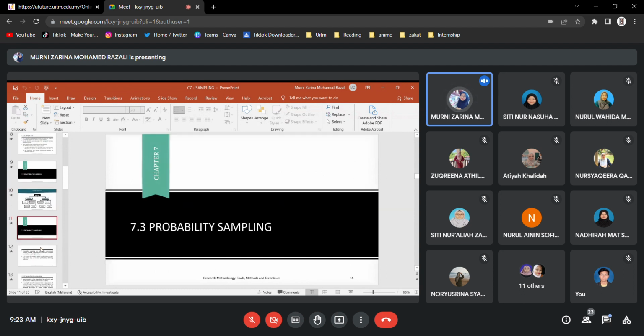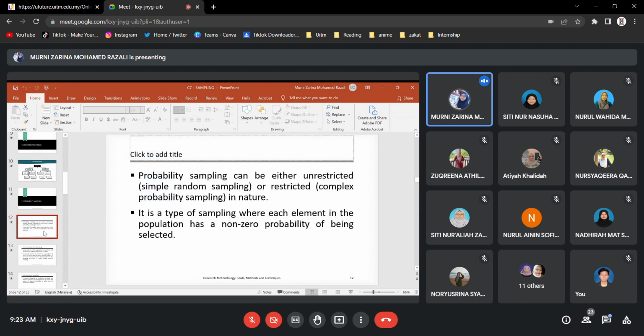Okay, so now we look at the probability sampling dulu. Okay, so basically under probability sampling, it can be either unrestricted or restricted in nature. Maknanya kalau restricted tu dia betul-betul kompleks lah. You probability meaning that every elements in the population have a chances to be your sample. Okay, itu definition dia. Probability sampling. In probability sampling, every elements in your population have a chances to be your sample.